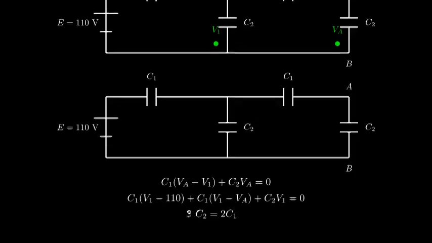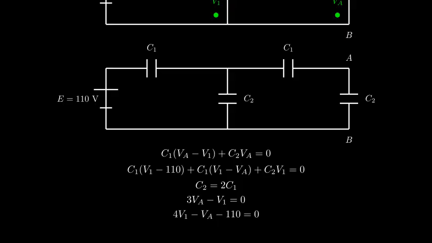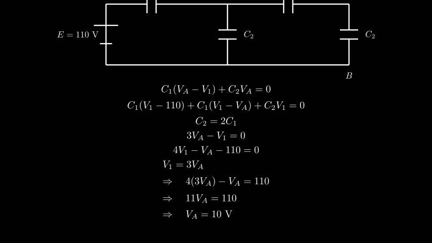Now we use the given ratio. C2 equals 2 times C1. Substitute C2 equals 2C1 into both equations, and simplify. From the first equation, V1 equals 3VA, substitute into the second equation.